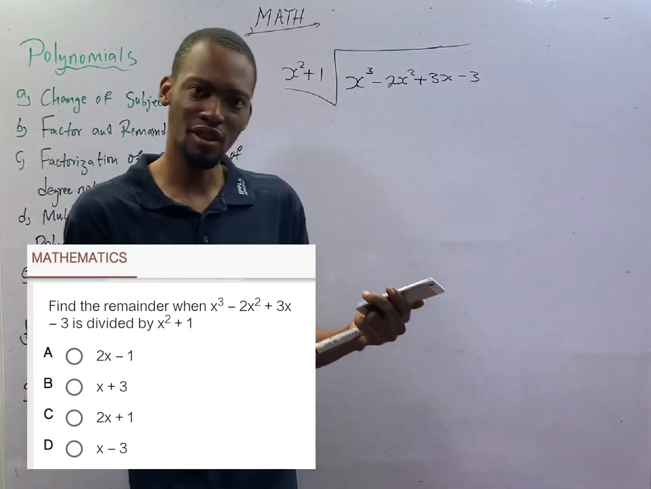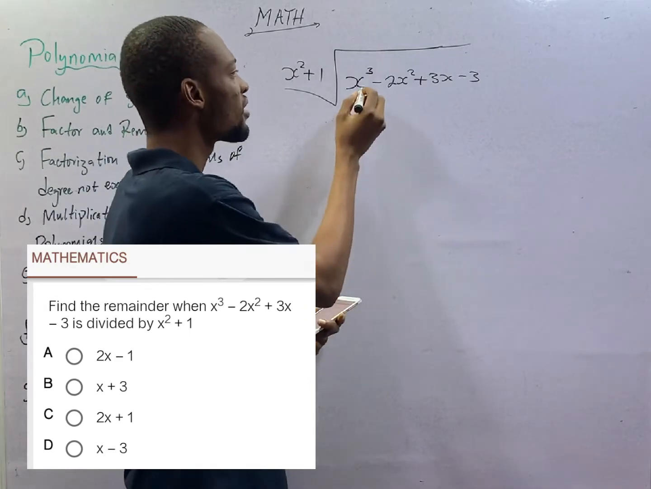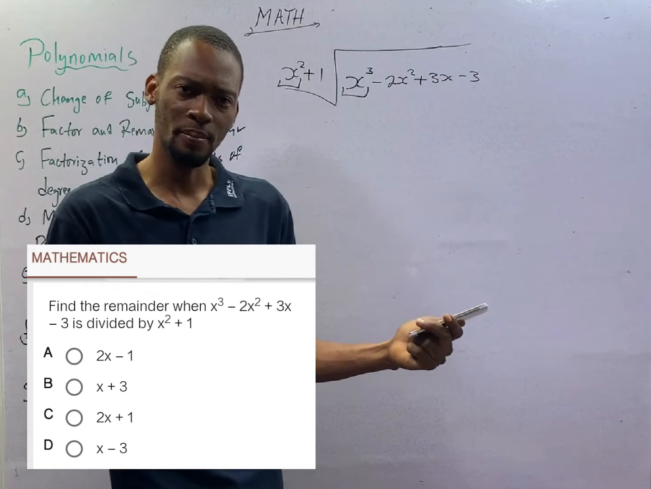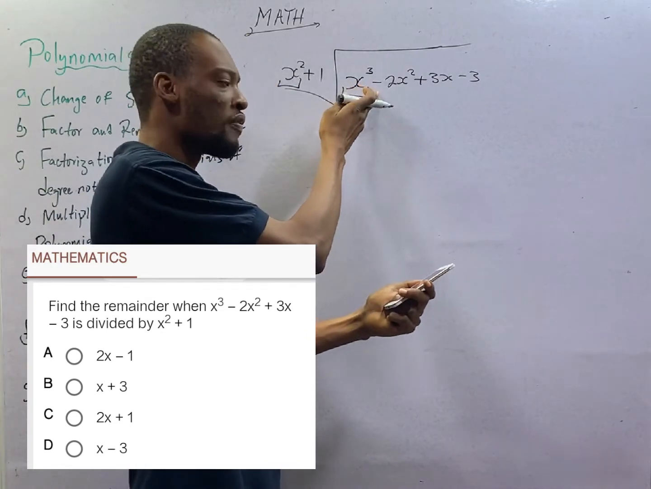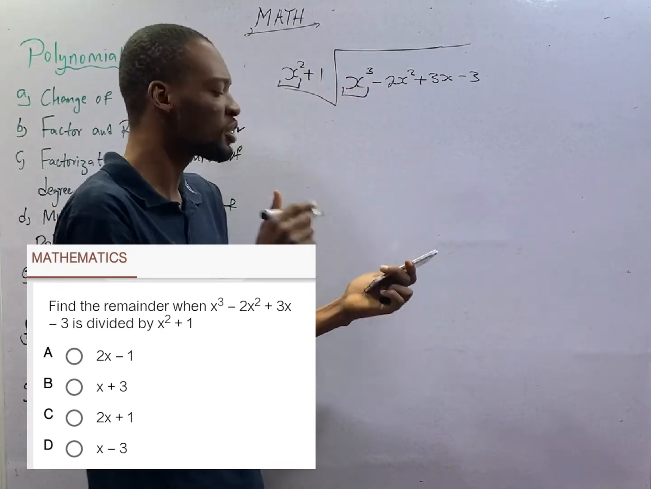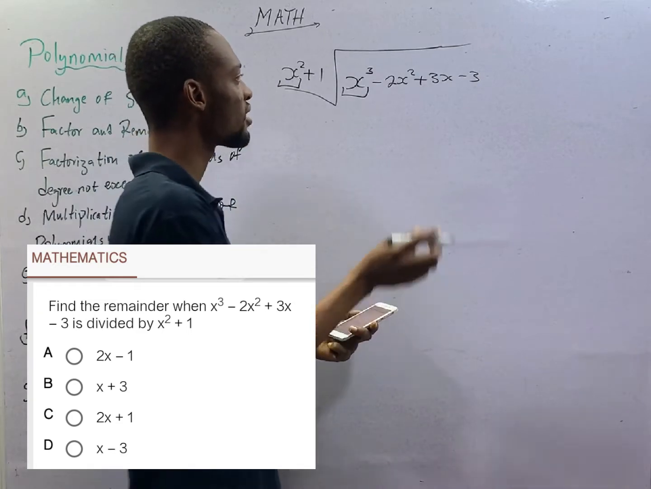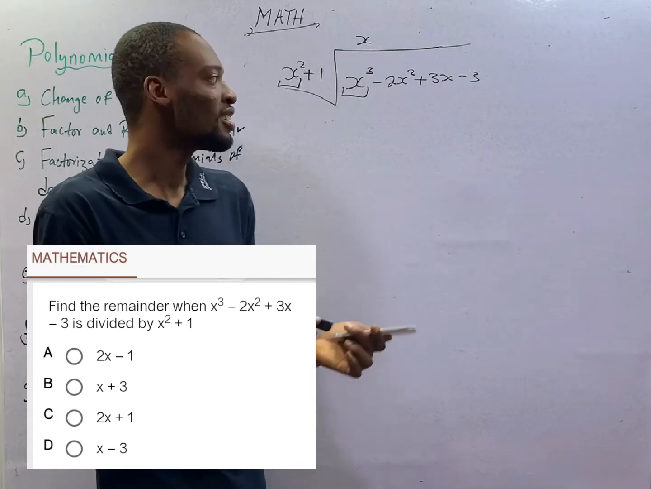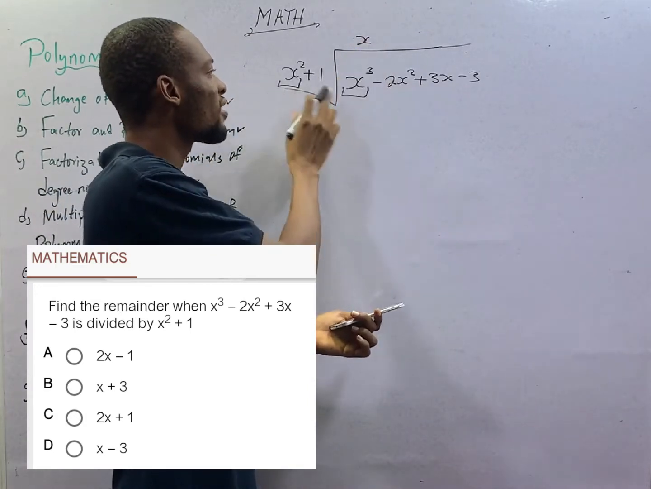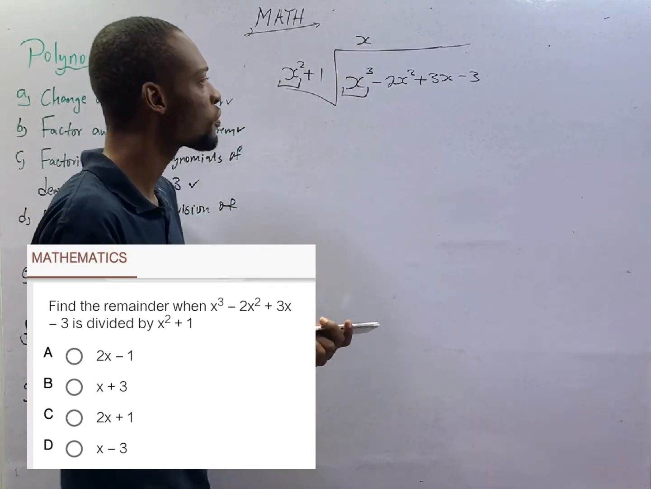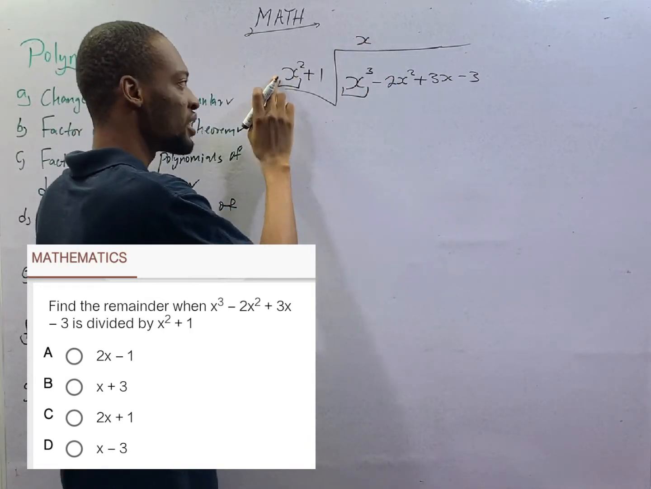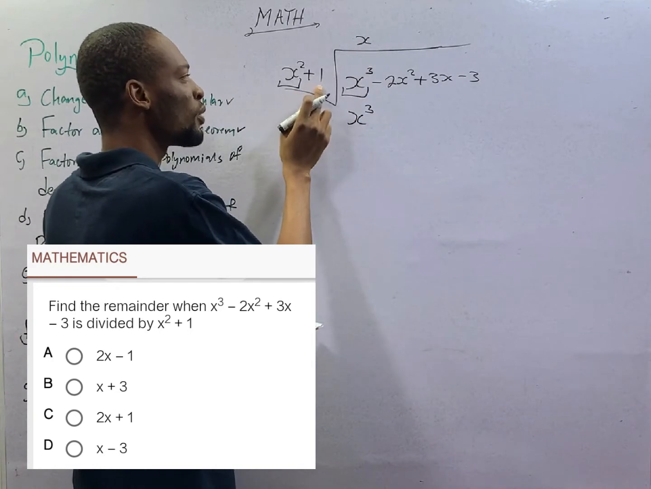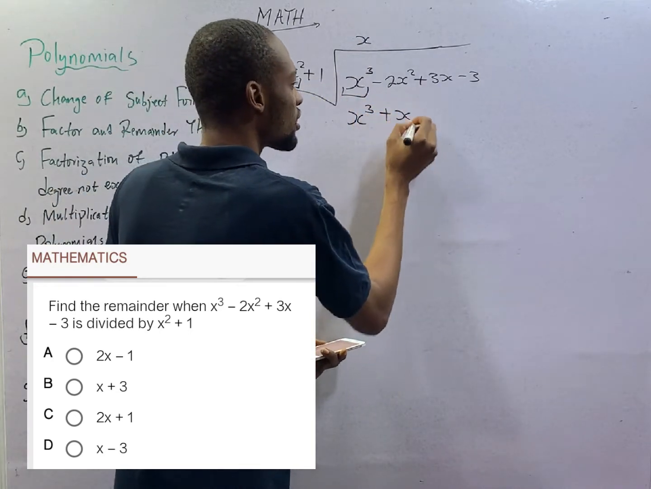Now, in division of polynomials, you take the first one here and you take the first one here. You divide them. S raised to the power of 3 divided by s raised to the power of 2. That will be s. So you put that here as quotient. Then you use the quotient to multiply the divisor to give you s times s squared is s raised to the power of 3. S times plus 1, that is plus s.